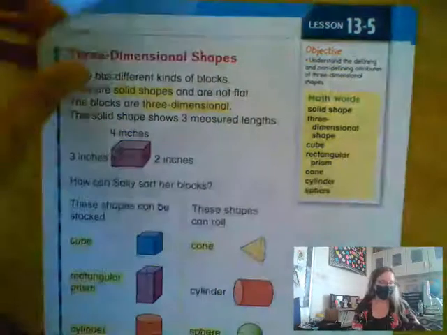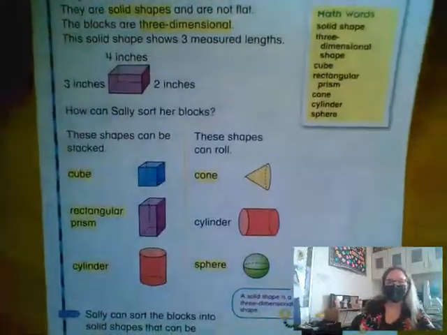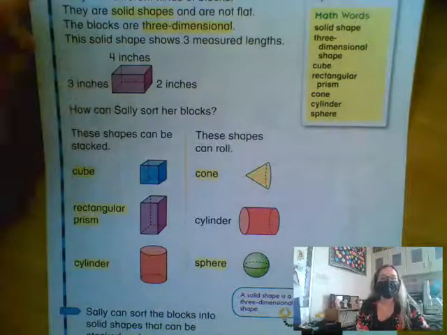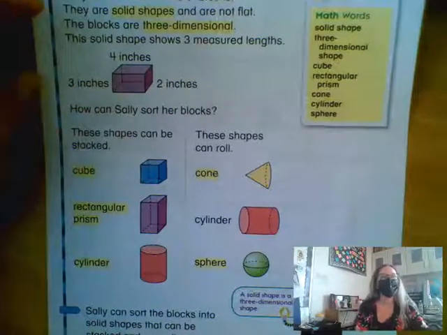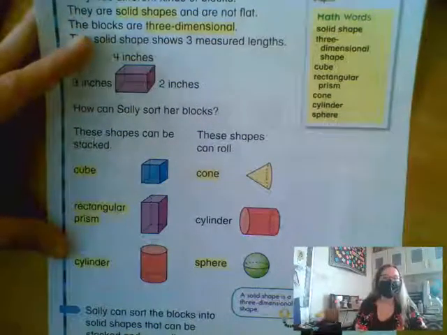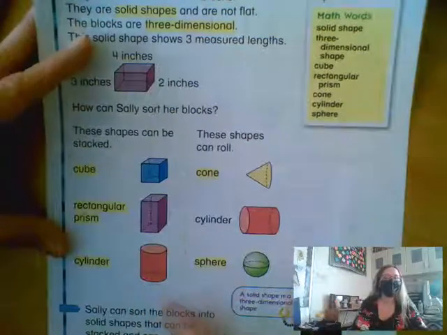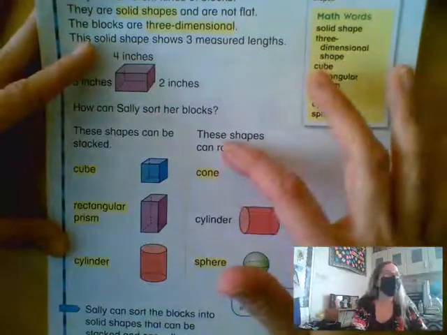And we are going to look here at some different three-dimensional shapes. So it says Sally has different kinds of blocks. They are solid shapes with 3 dimensions. How can she sort her blocks? Well, she decided to sort them by shapes that can be stacked and shapes that can roll.